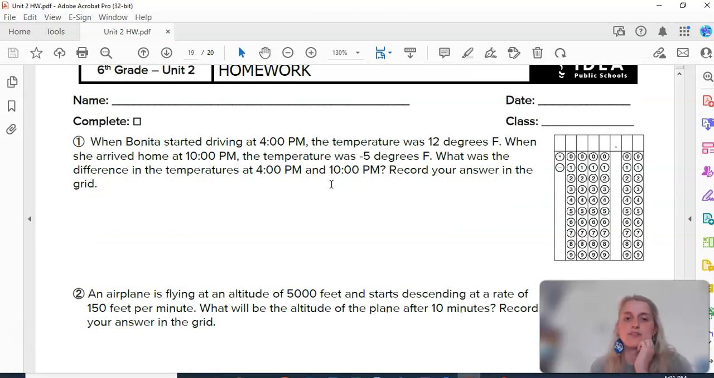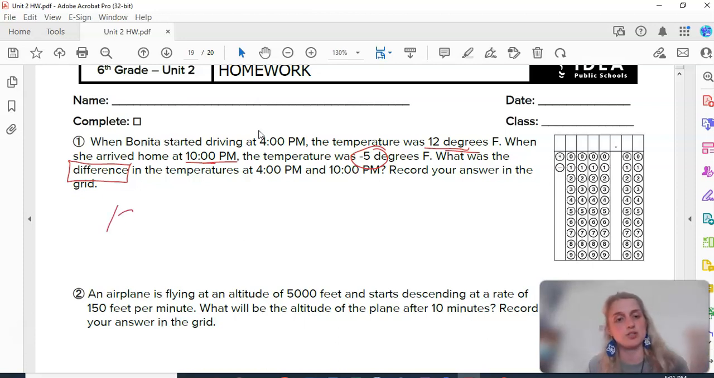When Bonita started driving at 4 p.m., the temperature was 12 degrees Fahrenheit. When she arrived home at 10 p.m., the temperature was -5. What was the difference, that's our word, in the temperatures? So we quizzed on this. Difference means we are subtracting.